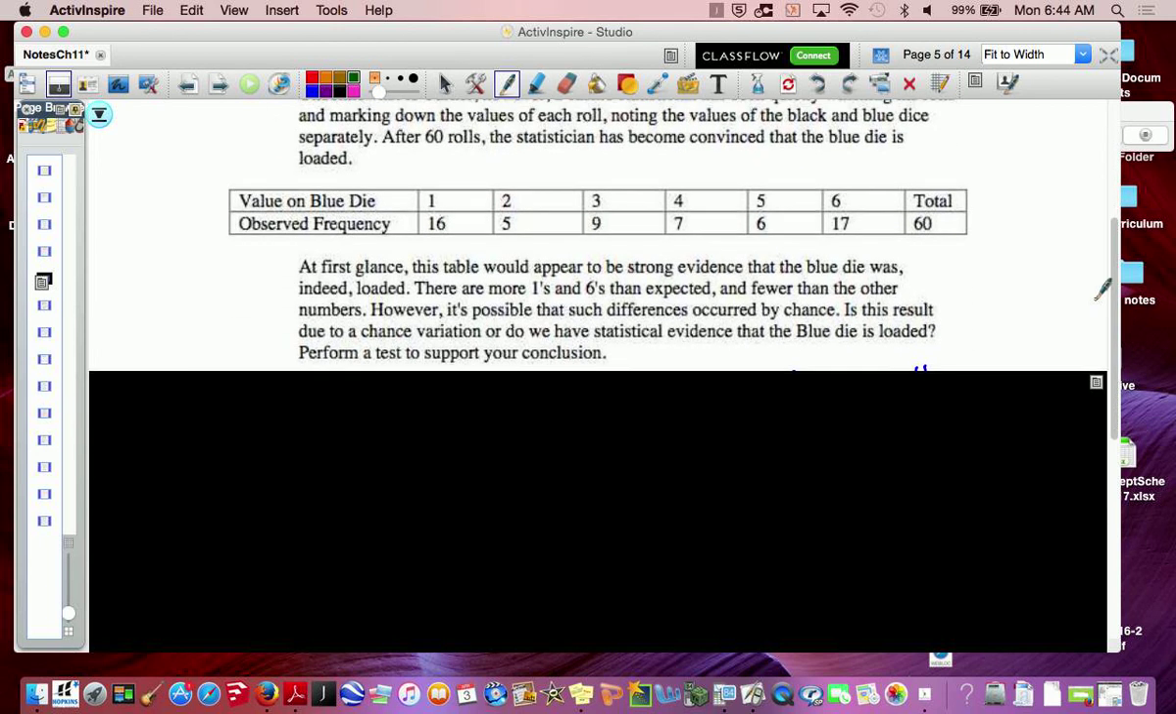So at first glance, the table would appear to be strong evidence that the blue die was indeed loaded. There are more 1s and 6s than expected, fewer of the other numbers. However, it's possible that such differences do occur by chance, so it's possible we could have gotten this result. The question is, what is the probability of this? And that's what we're going to do. Is this result due to chance variation, or do we have statistical evidence that the blue die is loaded? Perform a test and support your conclusion.